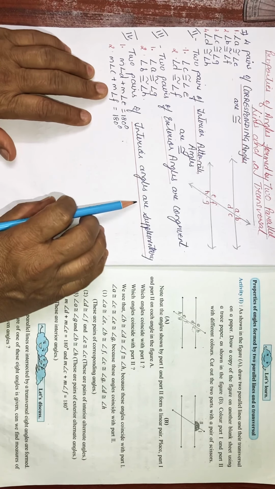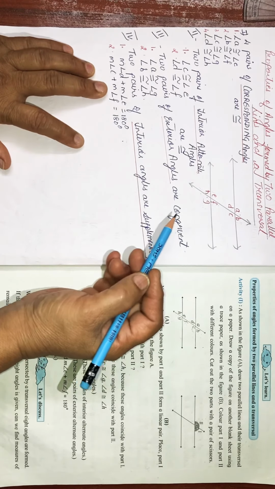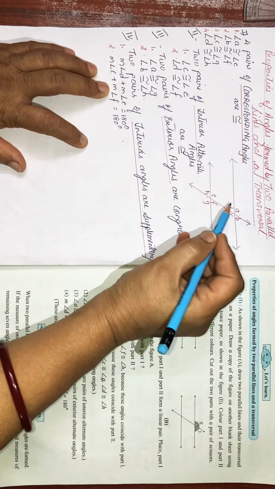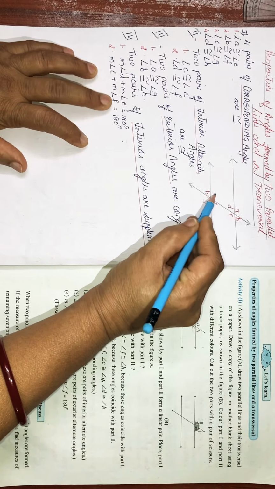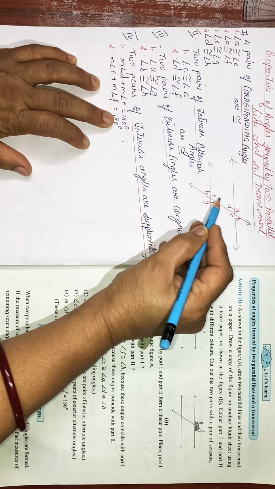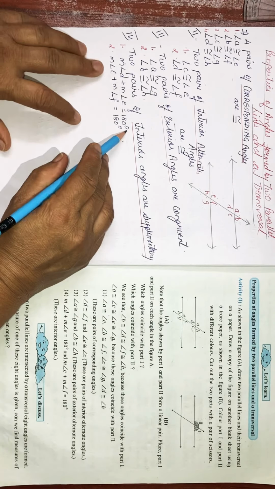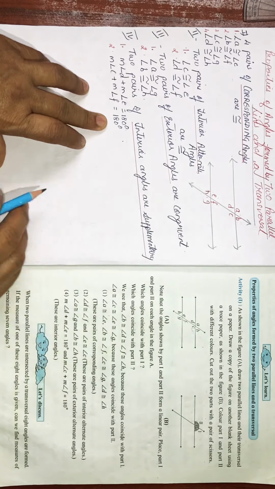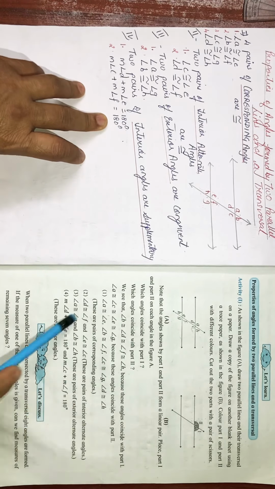Next, two pairs of interior angles are supplementary. Two pairs of exterior angles are supplementary. So here, measure of angle D plus measure of angle E is equal to 180 degrees. Similarly, measure of angle C plus measure of angle F is equal to 180 degrees. So I hope you have understood this.